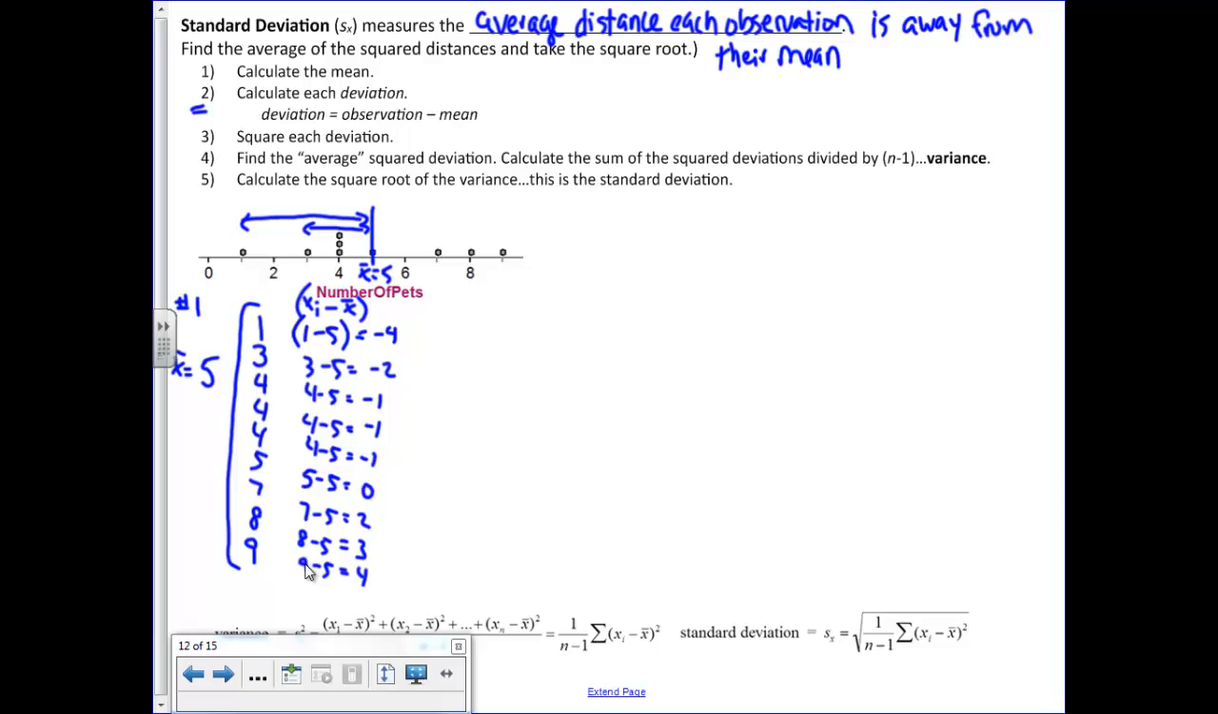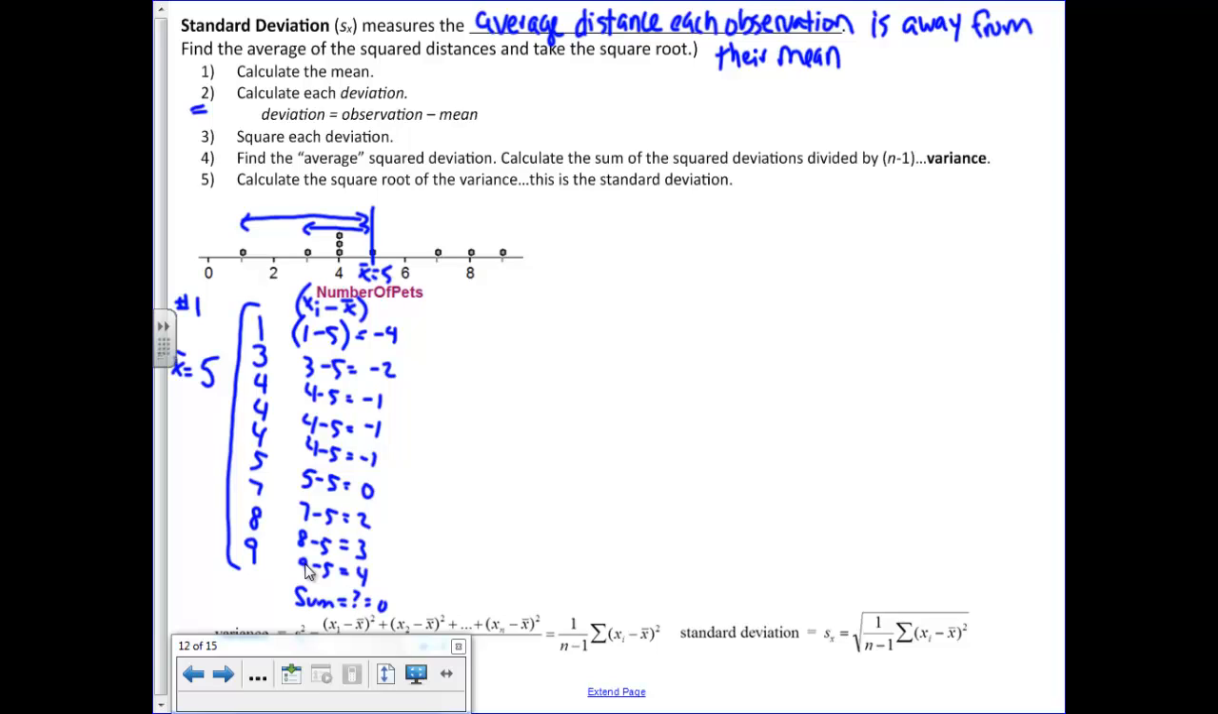Because watch. Those are the deviations. If I want to find the average of those, we add them all up and we divide by 9, right? What do you get when you add all these up? Yeah, you do get 0. The sum is 0. Well, what does that tell us? 0 divided by 9, it's 0. The average distance each of those are away from the mean is 0. No, that doesn't make sense. These add up, you get 0.